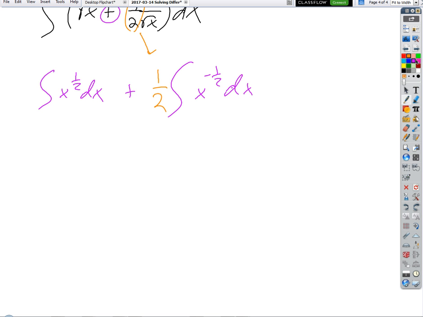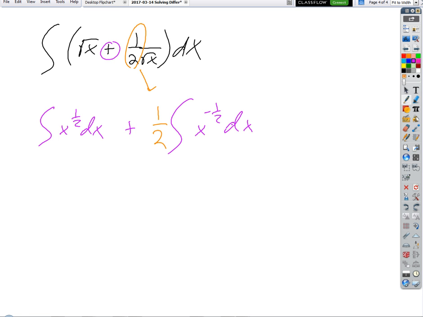So what's the answer to this one then by our power rule? What's our power rule, right? Let's go back and have a look, right?